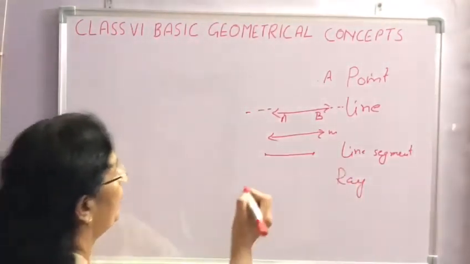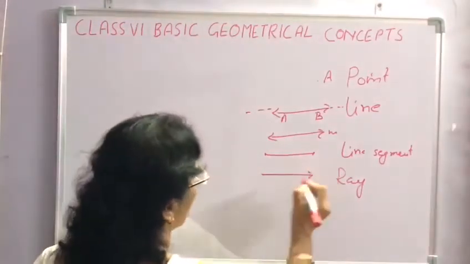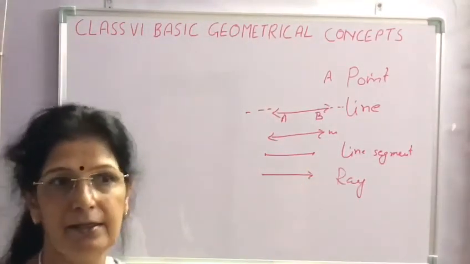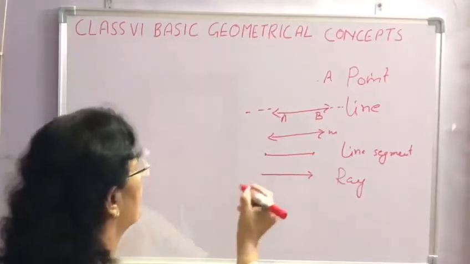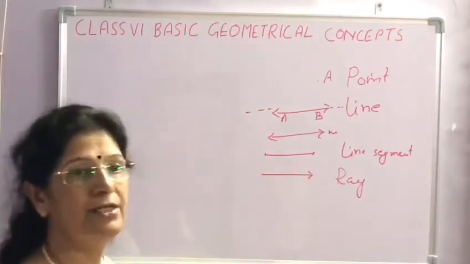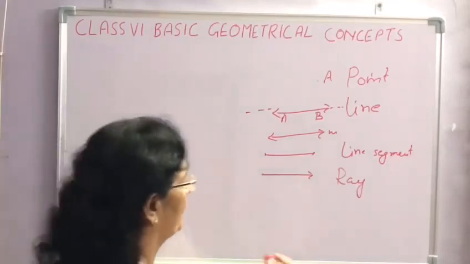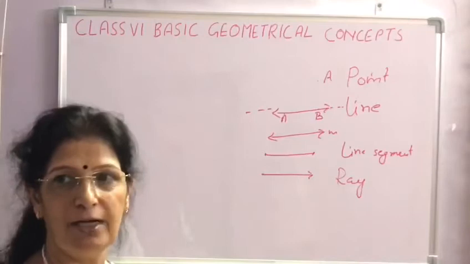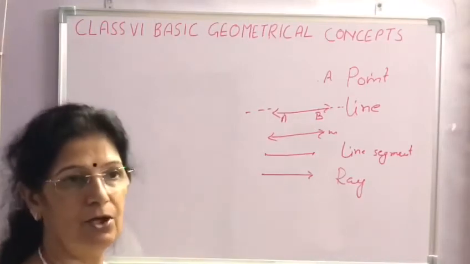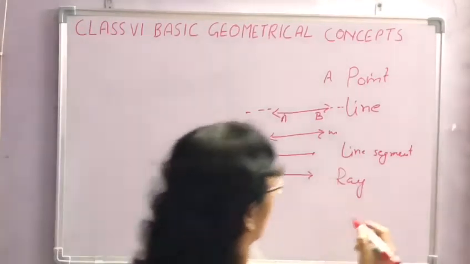Ray. Ray has one endpoint fixed and on the other side it can extend. This endpoint is called the initial point of the ray. The best example of the ray is the sun. As the sun is the fixed point and we are getting rays in different directions.